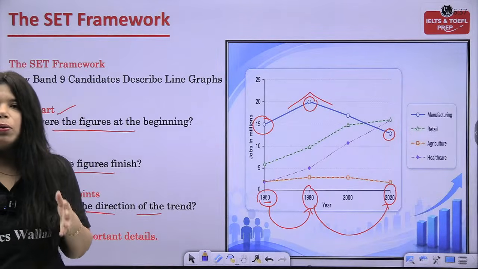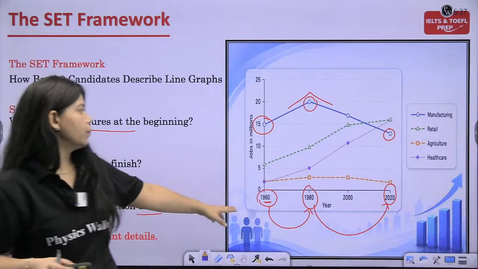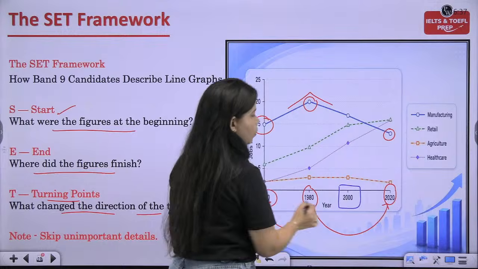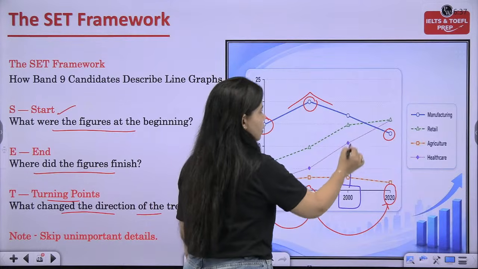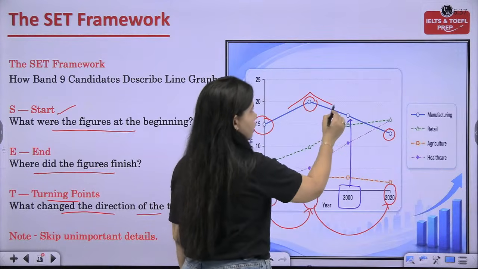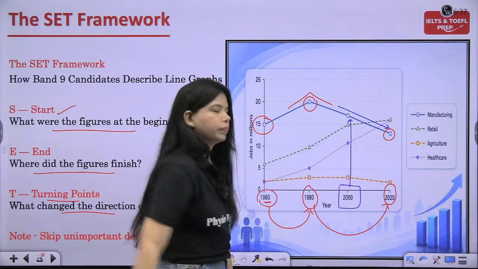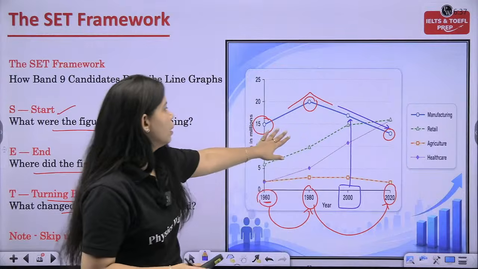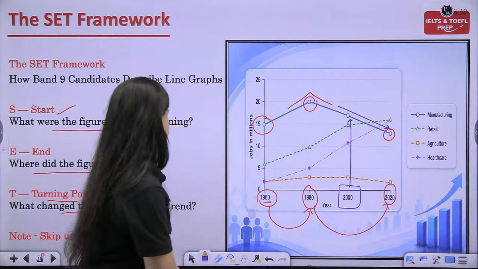Now I have broken it down for you. So if we are reporting 1960, 1980, of course, we are missing out on the year 2000 because nothing important is happening here. It simply is going down. Okay, so this is the set framework you will use not only for one line but for all the lines.